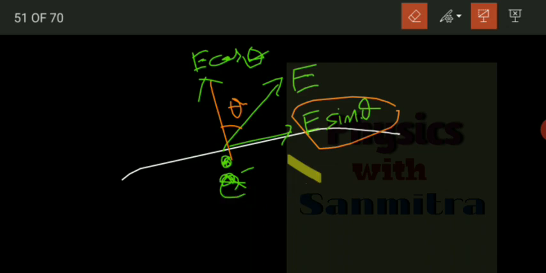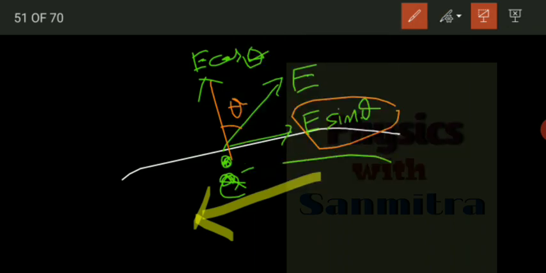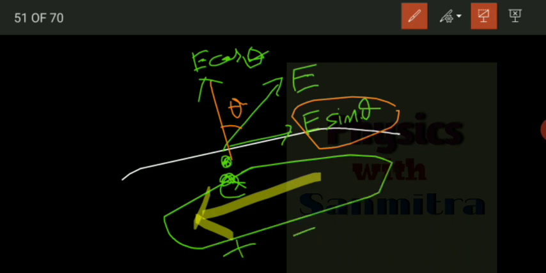This electron will start moving in the opposite direction, in this direction. Now if the electron is moving in this direction, there is a potential difference. Let's say this is plus, this is minus. There is a potential difference, therefore the electron is moving from minus to plus here.